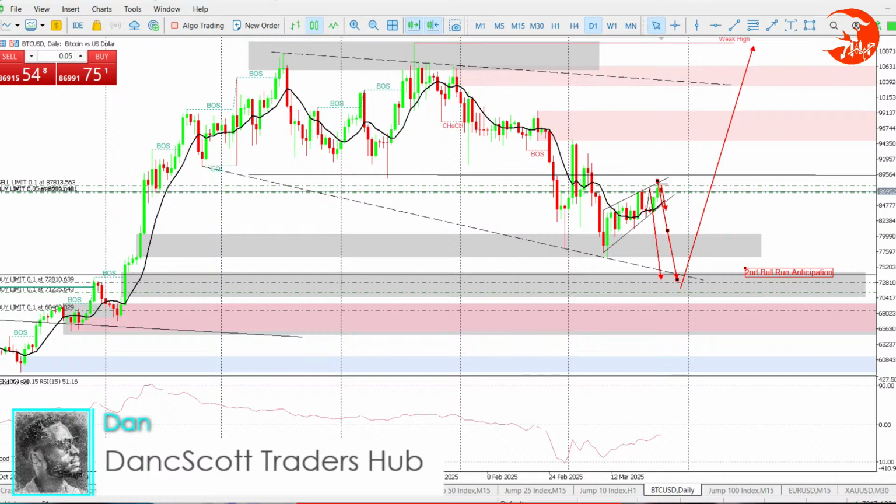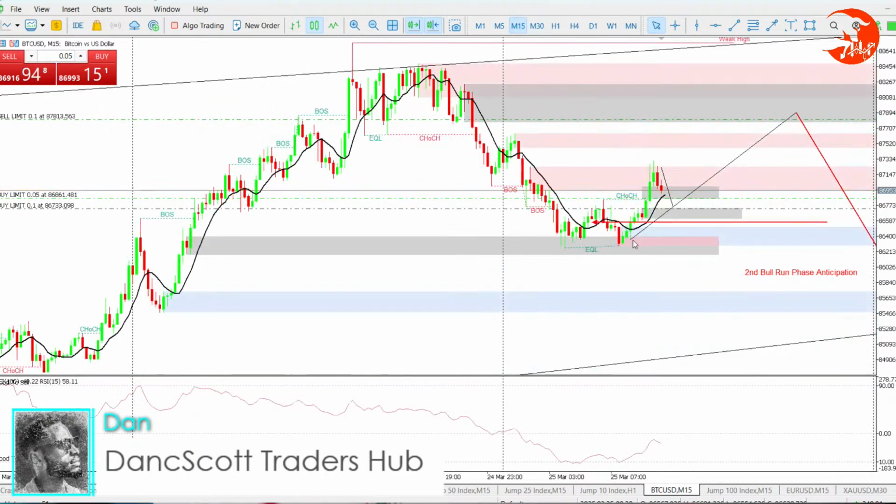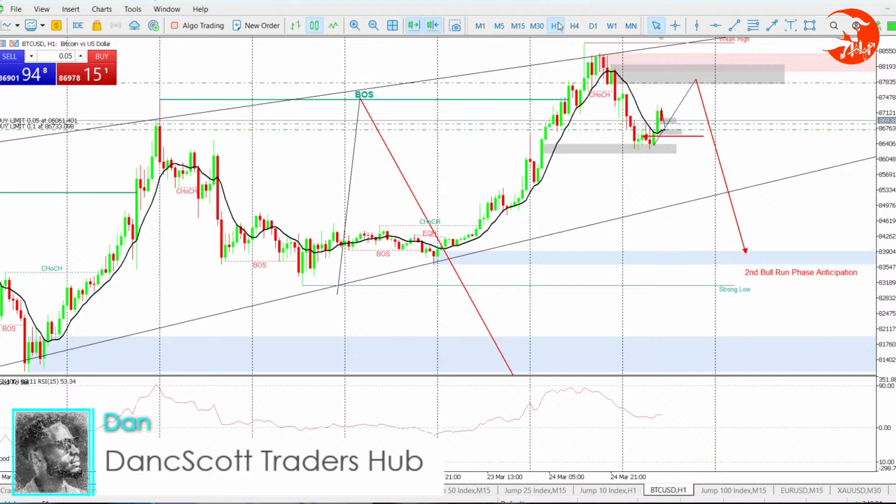Bull run phase anticipation. So that's where we will be anticipating that, according to what we have here. So for now, we still wait for what is about to happen, but like I've told you, M15, we are going to buy this asset all the way up there, then sell it according to H1, and then hopefully we see a breakout.